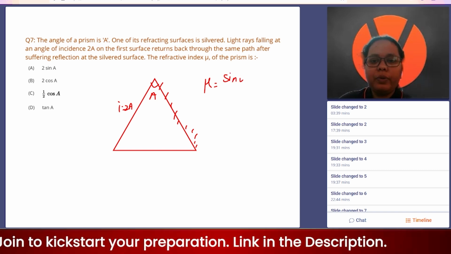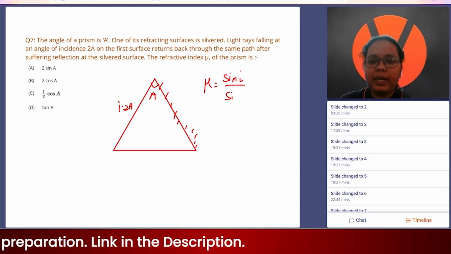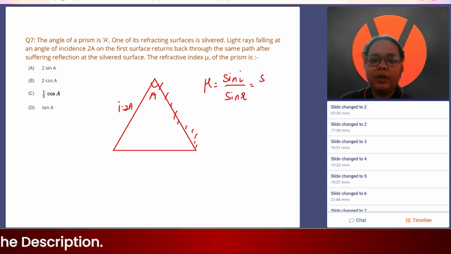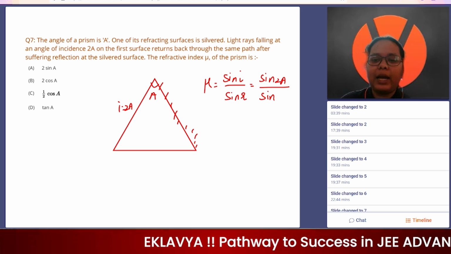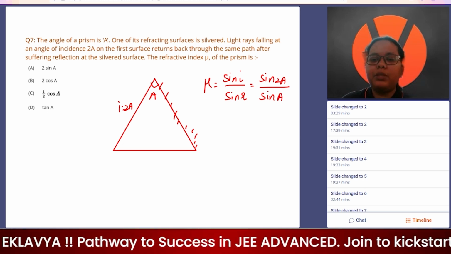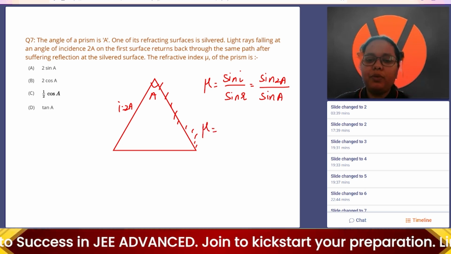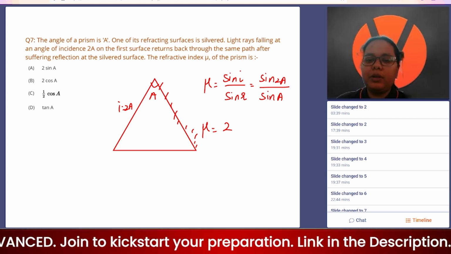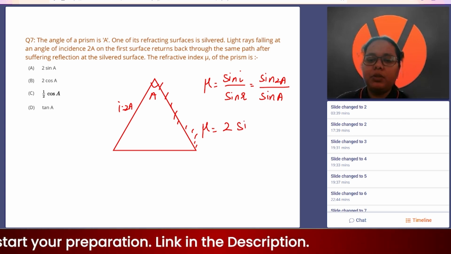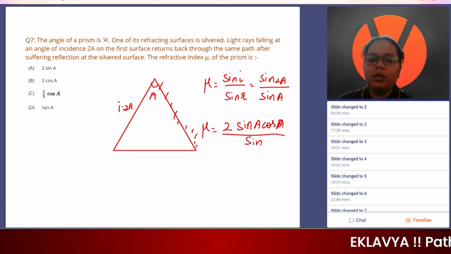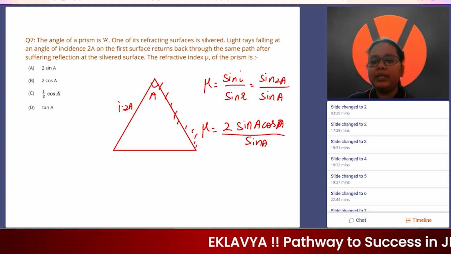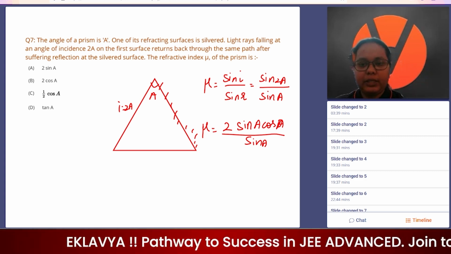So now we know Snell's law, sin i by sin r. The sin i value here they mention is 2A, so sin 2A divided by sin r. The refracting angle and the angle of the prism are going to be the same, so sin A. So mu is equal to sin 2A, what is the sin 2 theta formula? 2 sin theta cos theta. So 2 sin A cos A divided by sin A. If you cancel sin A and sin A, you will get the answer.